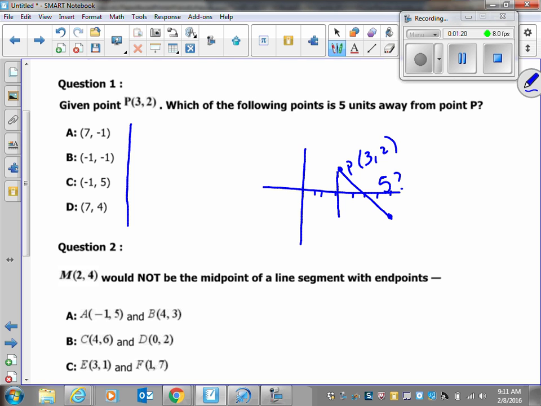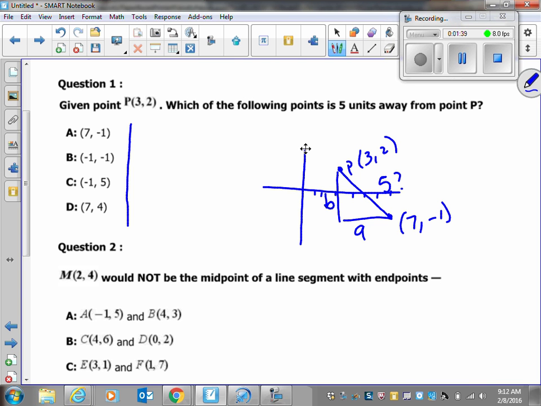So you can do a squared plus b squared, and it's going to give you c squared. That's what you can do to make sure. And you already know this is going to be (7, -1), so you can also use the distance formula to find it. Okay, so that's the graphing method.